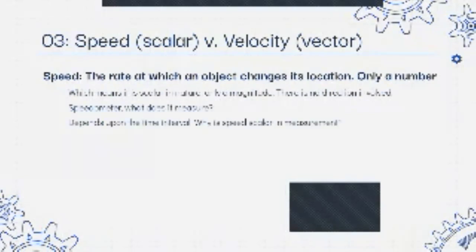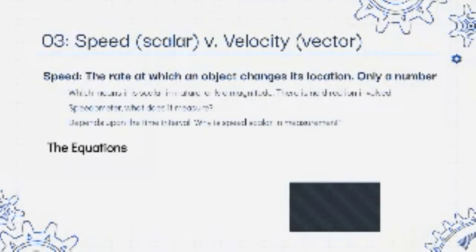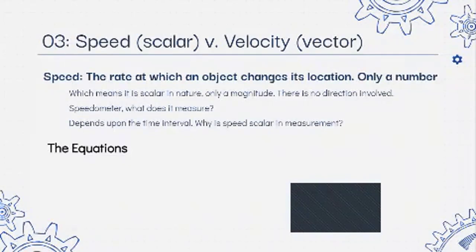Pedometer. What does it measure? It depends upon the time. And what does it measure? It measures your speed. And then how far you've traveled depends upon the time interval. Why is speed scalar? It's because it's just how the object changes its location. It does not have to be a direction. It's the rate at which an object changes its location. It is only a number.